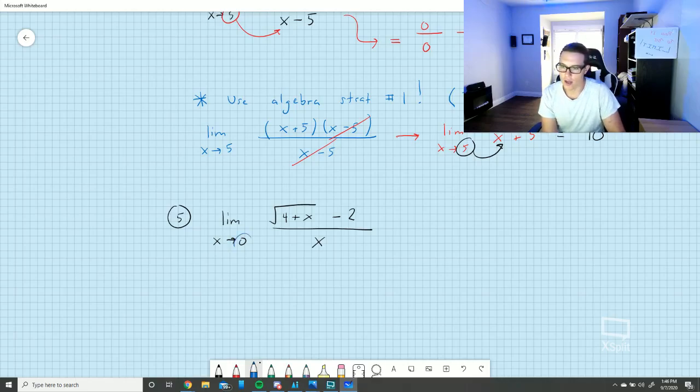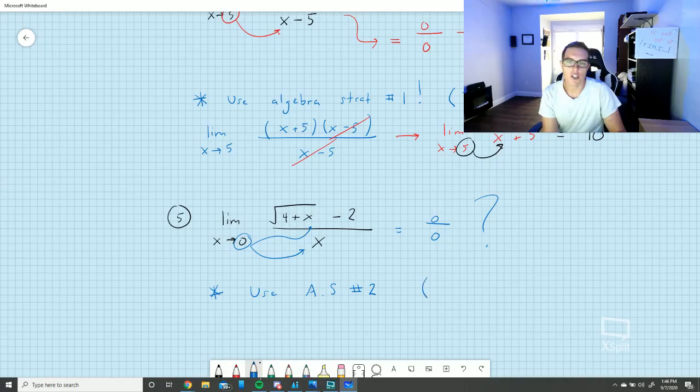So you can try direct substitution by plugging straight in. And I'm going to save you some time on the math. You get 0 over 0, which means who knows what's going on. In other words, do not just say it's undefined, there could be more going on. So instead, you're going to have to use an algebra strategy. So use algebra strat number 2.